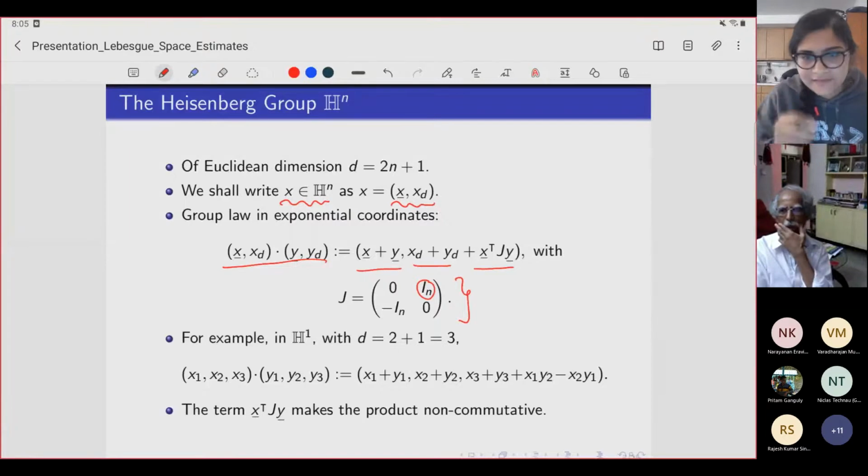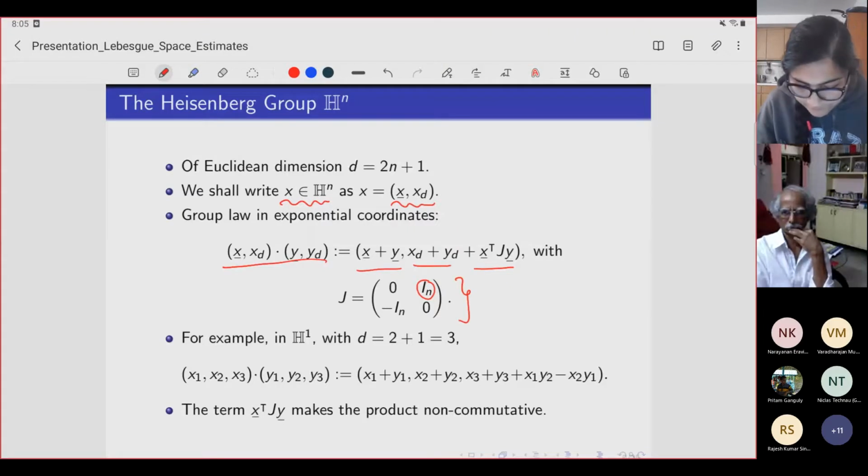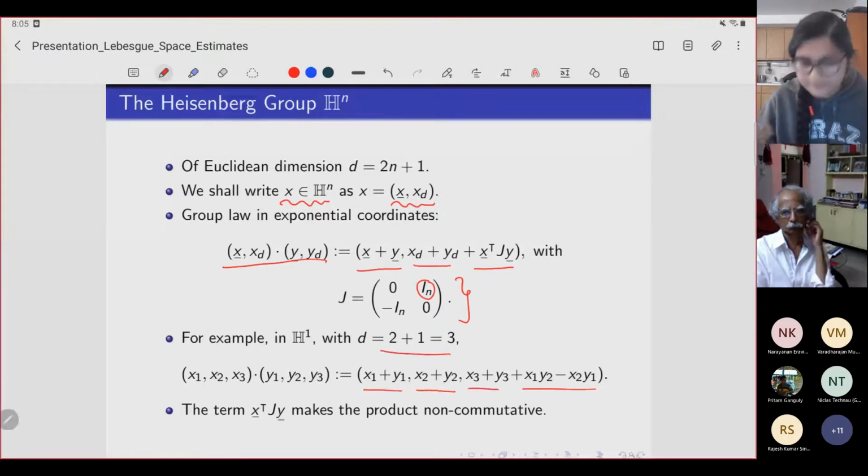If you want to see how this looks, for example, when n equals 1, meaning the total dimension is 3, let's write the product out. Again, in the first two coordinates, you just add the coordinates up. But in the last coordinate, you have x_3 plus y_3 plus now this Heisenberg twist, x_1 y_2 minus x_2 y_1. As is obvious, this is non-commutative: if you swap the roles of x and y, this would become the negative of this. So this makes the product non-commutative. So this would be our notation.